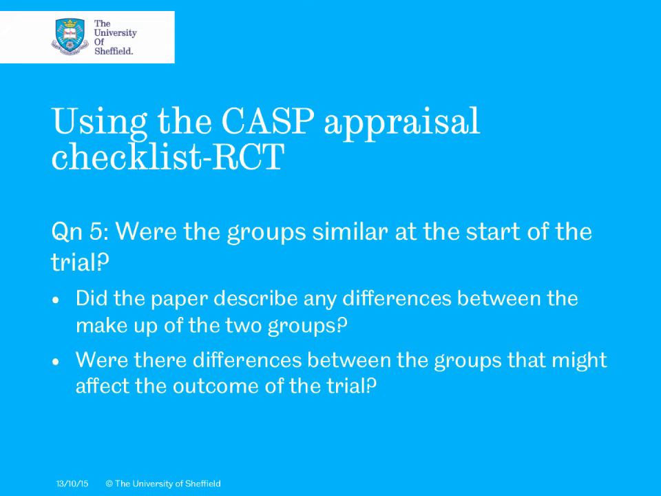So we typically see in papers a description in the methods and the results about how the researchers tried to make sure the groups were similar at the start, and then something in the results that says whether there were any differences between the groups and how those differences were accounted for in the analysis, and then some discussion of how any differences might affect the outcome of the trial. So when you read the paper, you're looking for references in the text that talk about whether there were differences between the groups at baseline, what those differences were, and how they might affect the outcome of the trial.